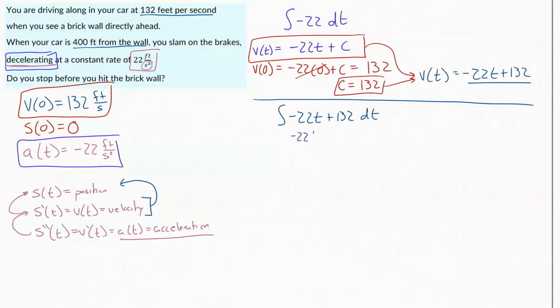So we get negative 22t. There's an unwritten 1 right there. So we add 1 to the power, divide by that new power. Plus, again, numbers by themselves gain a letter back.